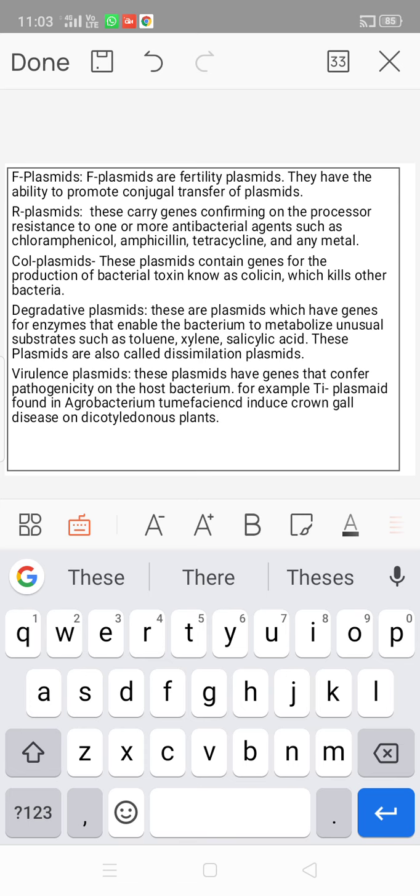And the last one is virulence plasmid. These plasmids have genes that confer pathogenicity on the host bacterium. For example, Ti plasmids found in Agrobacterium tumefaciens induce crown gall disease on dicotyledonous plants.